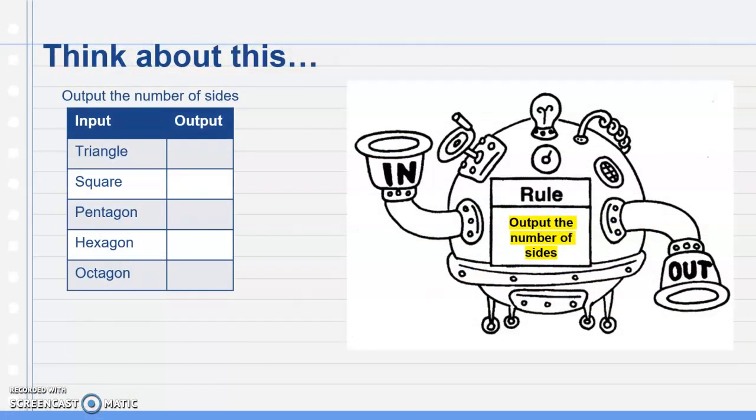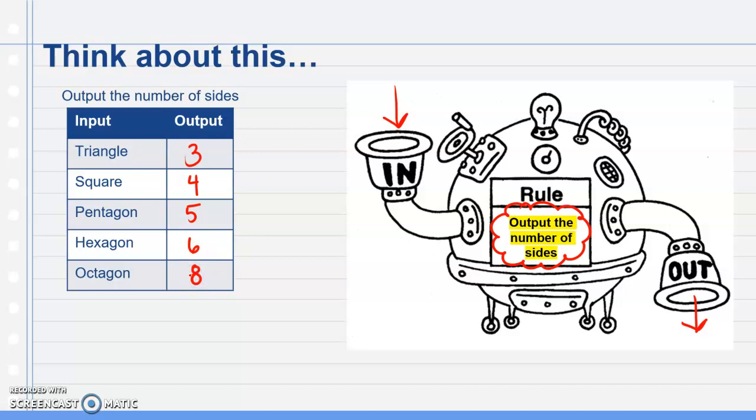Let's think about this. So yesterday we talked about inputs and outputs. So here's an example that you probably would be familiar with. If I used my function machine and my rule was the output will be the number of sides, I bet we could fill out this table. If I put in triangle into my function machine, how many sides would come out, or what would be my output? Well, a triangle has 3 sides. We all know that. How many sides does a square have? 4. How many sides does a pentagon have? 5. A hexagon has 6. This one, don't fall into the trap. An octagon is a stop sign, so that one actually has 8.